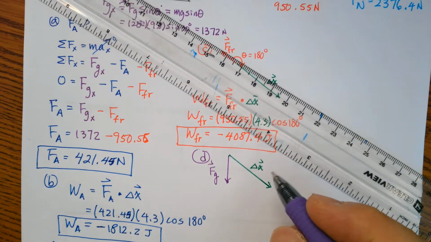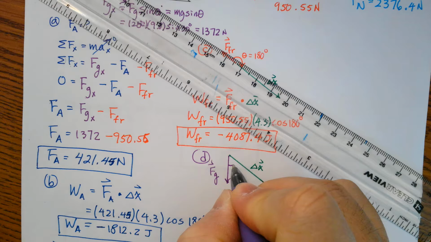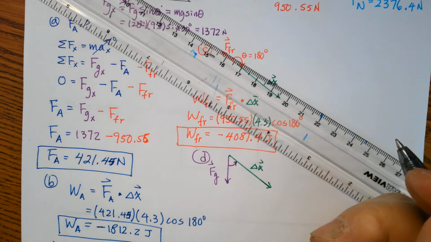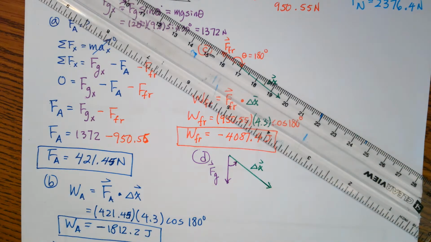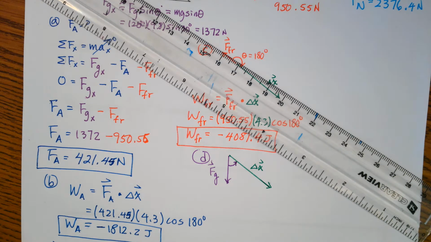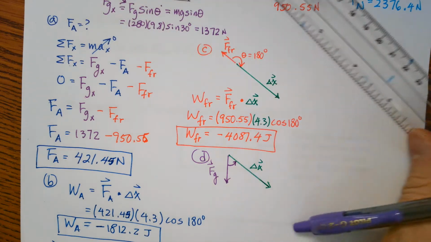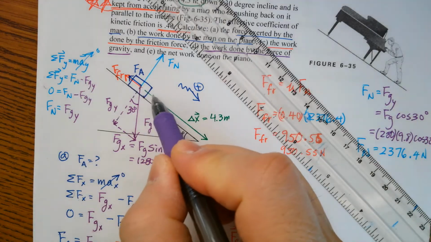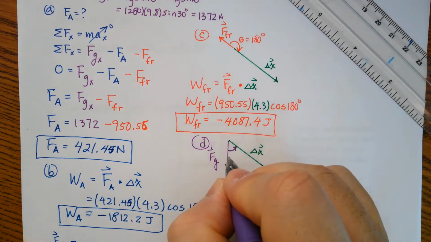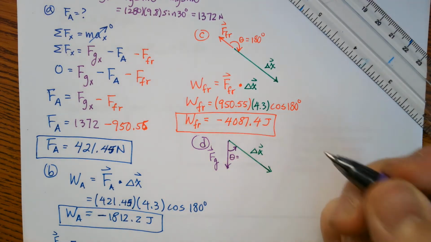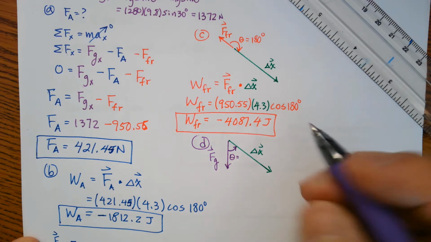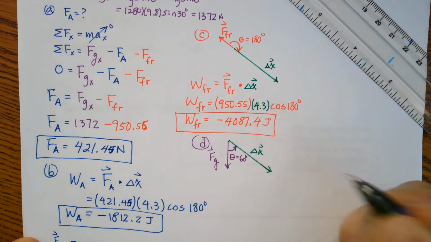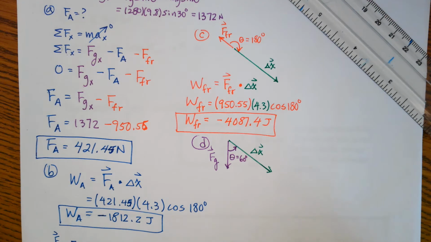So what is the angle between Fg and delta x? Come on, somebody say it. What is this angle right here? All right. 60 degrees is correct. Thank you, Ishan. Appreciate it. 60 degrees is correct.